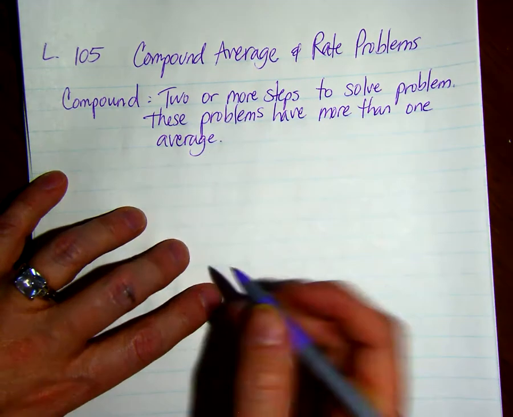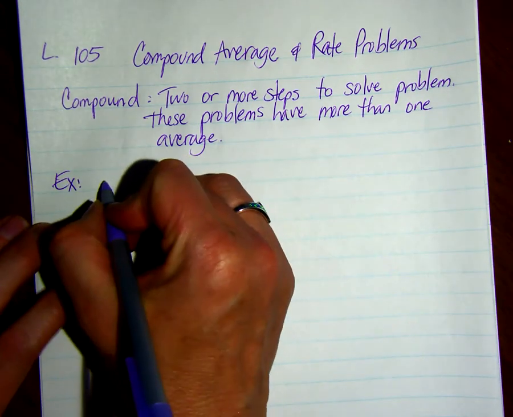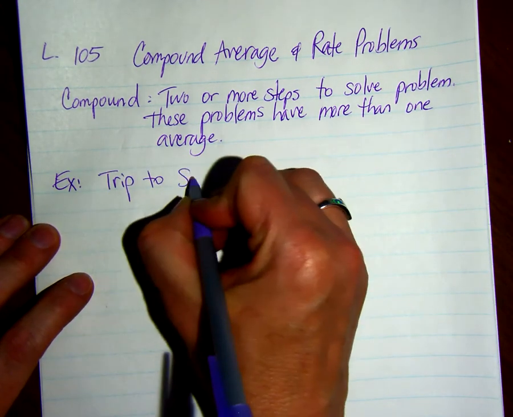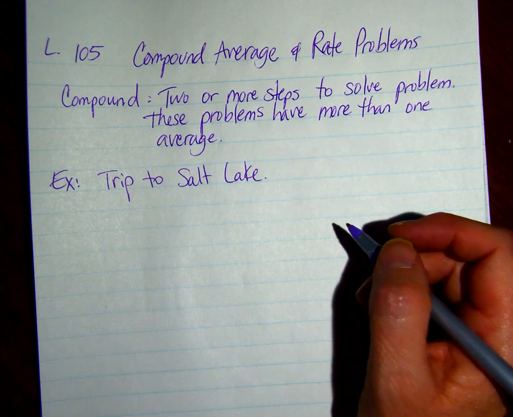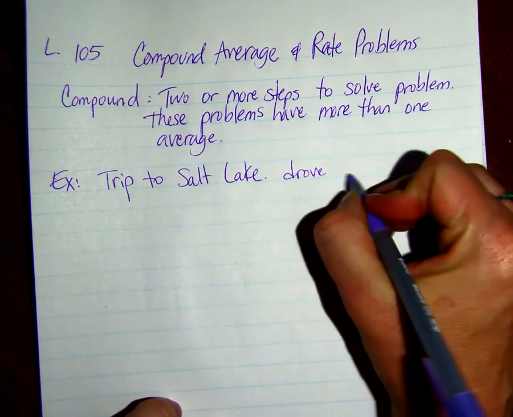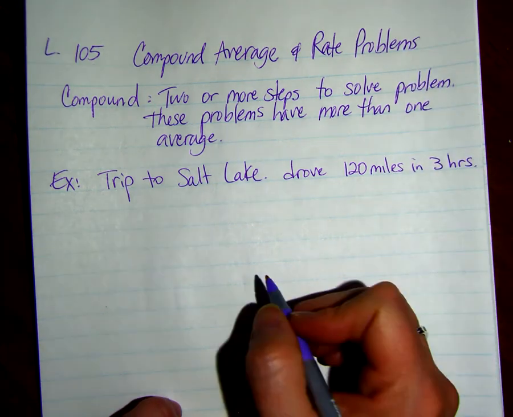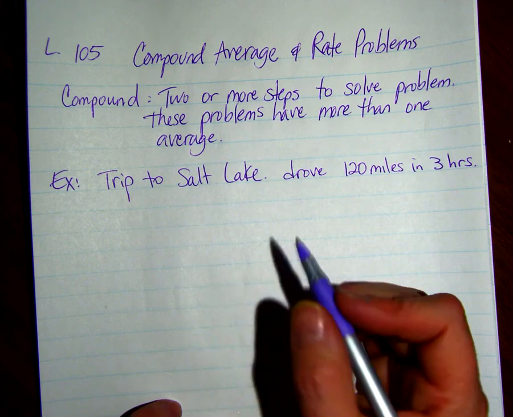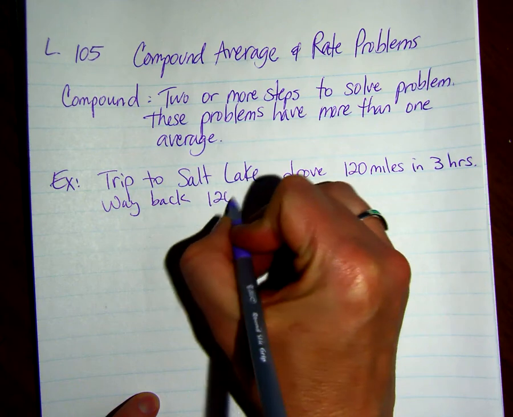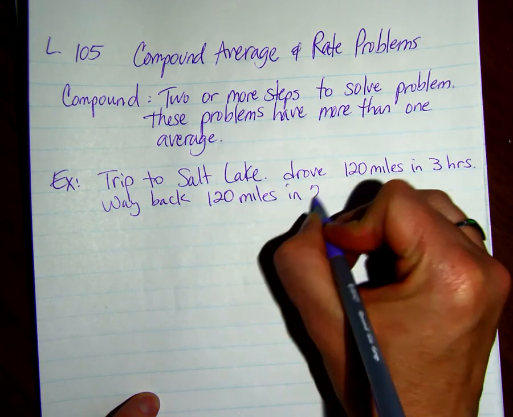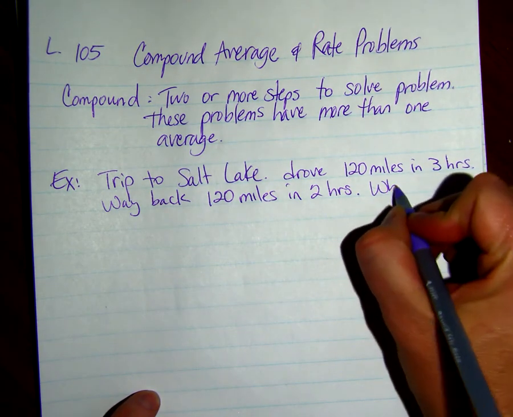So we're going to do an example here, and it is a word problem. We took a trip down to Salt Lake. On the way down, we drove 120 miles in 3 hours. On the way back, we drove 120 miles in 2 hours. What is our average speed for the round trip?